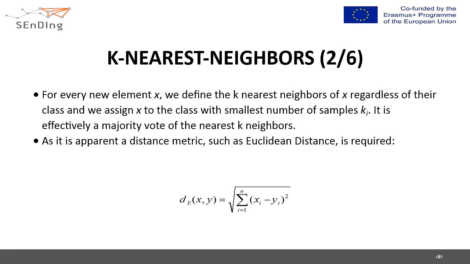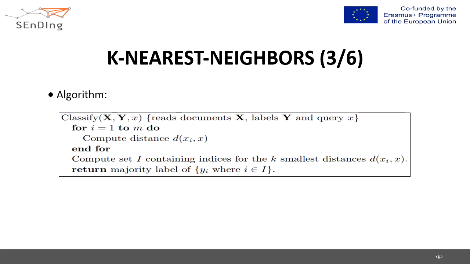For every new element x, we define the k-nearest neighbors of x regardless of their class, and we assign x to the class with the smallest number of samples p. It is effectively the majority vote of the nearest k-neighbors. As is apparent, a distance metric, such as Euclidean distance, is required, which is presented in the following equation. This is the main algorithm for the k-nearest neighbors.